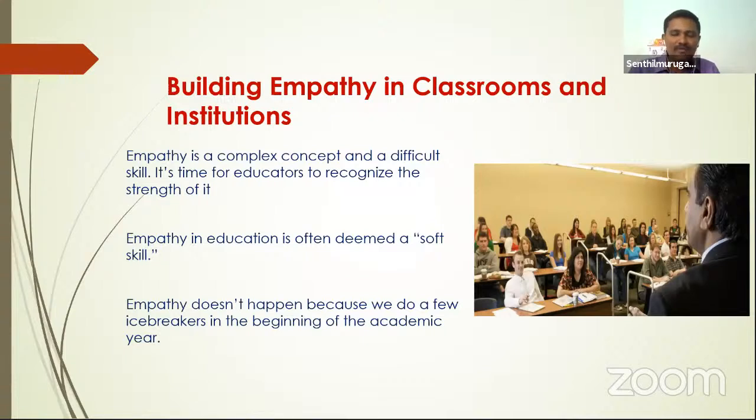We give orientations. We try to know each and every student individually. We help them by explaining certain things. Everything is happening only in the beginning of the academic year.